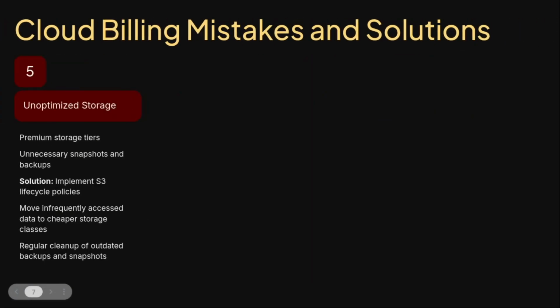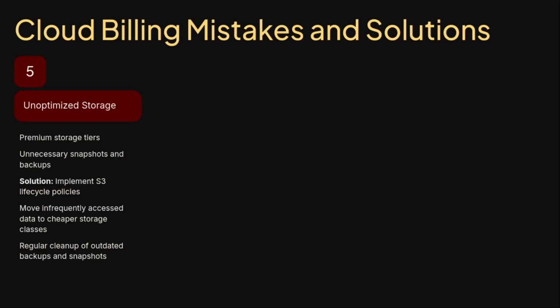Number 5. Unoptimized storage. In particular, S3. S3 is very simple to use, but deceptively complex to optimize. Many organizations treat all data equally, storing everything in premium tiers, never implementing lifecycle policies. The result? Paying premium prices for storing logs from 2019 that you'll never look at again.